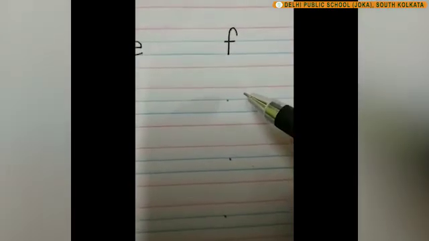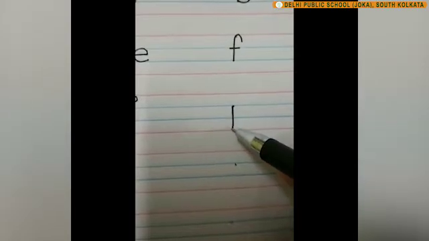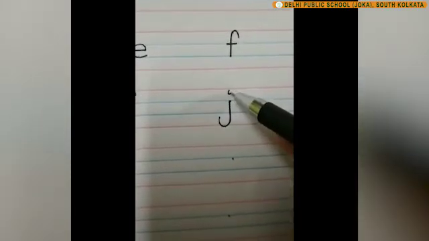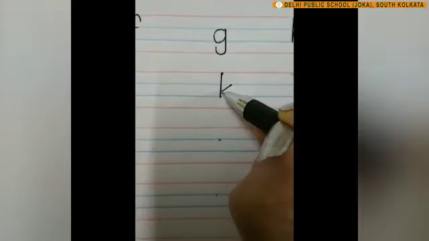Then comes J. Starting from the blue line, come straight down to the red and make a curve and a dot at the top to form J. Then comes K. Starting from the red line, a standing line down till the blue, slanting line inside, slanting line outside, K. L. Starting from the red line, a standing line down till the blue and take a turn like this, L.